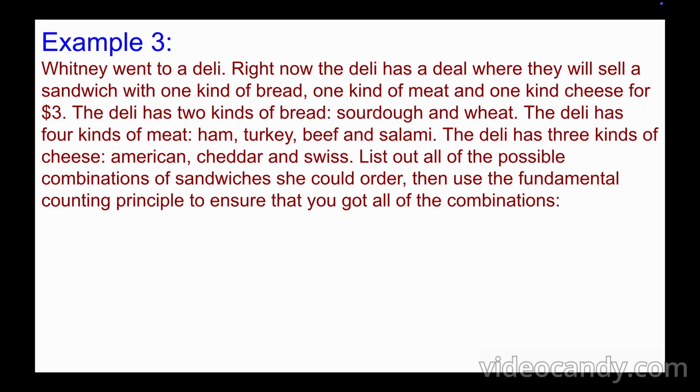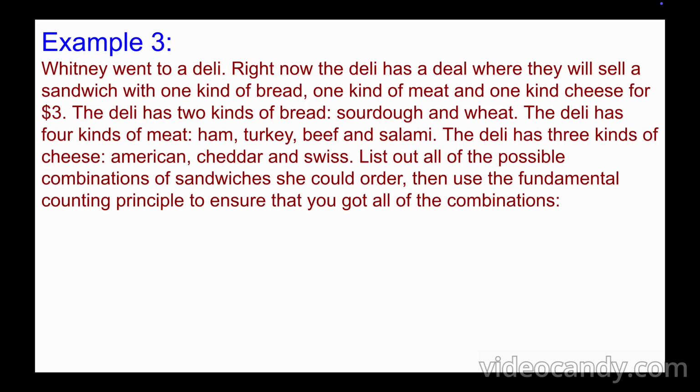All right, example 3. Whitney went to a deli. Right now the deli has a deal where they will sell a sandwich with 1 kind of bread, 1 kind of meat, and 1 kind of cheese for $3. The deli has 2 kinds of bread, sourdough and wheat. The deli has 4 kinds of meat, ham, turkey, beef, and salami. The deli has 3 kinds of cheese, American, cheddar, and Swiss.